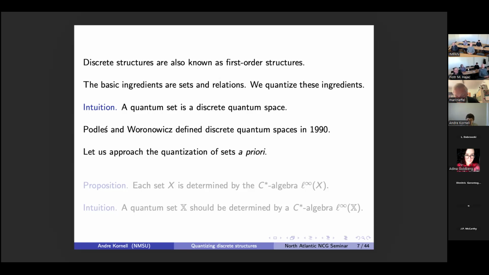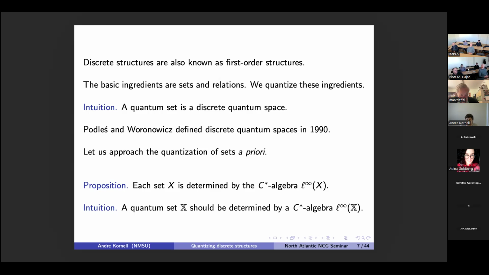Okay, so the basic idea is we know that each set is determined by the C-star algebra of bounded complex valued functions on that set. That's basically a triviality. And the intuition is that to quantize sets a priori, what we want to do is find the right class of C-star algebras that generalize this L infinity of X C-star algebra.